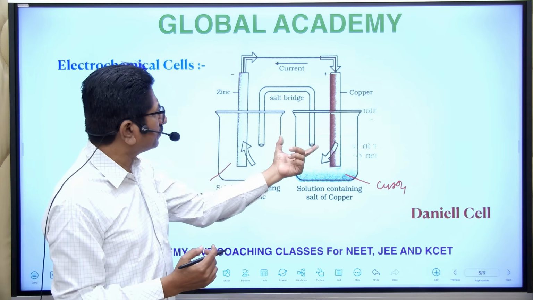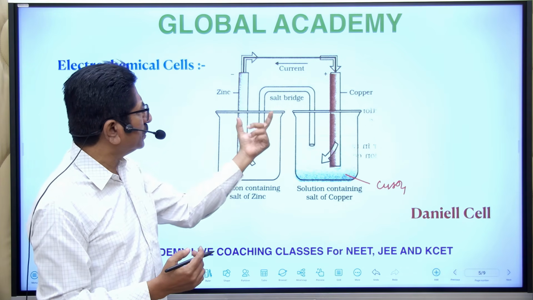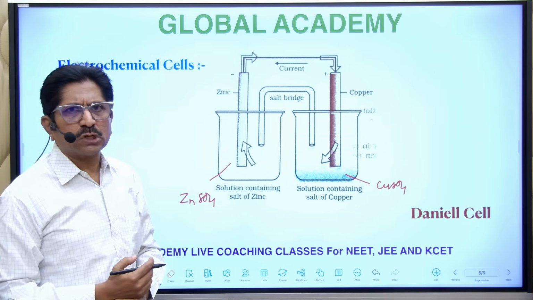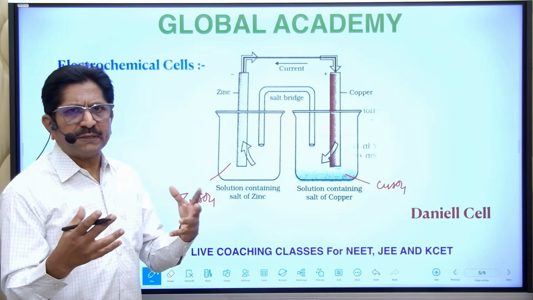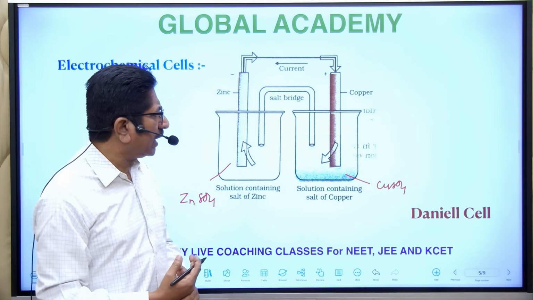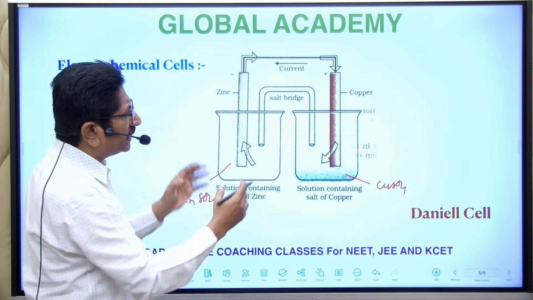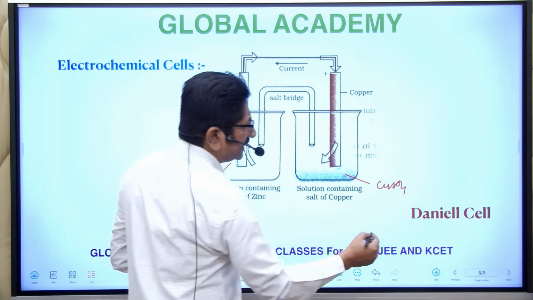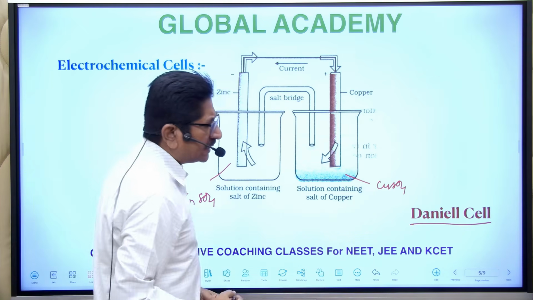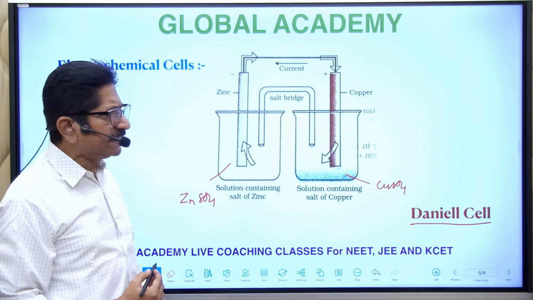Then there is a bent tube like this, and that is called the salt bridge. Now, what is the salt bridge? I will tell you later. Now, this is a setup, and this is actually the setup for the Daniell cell.